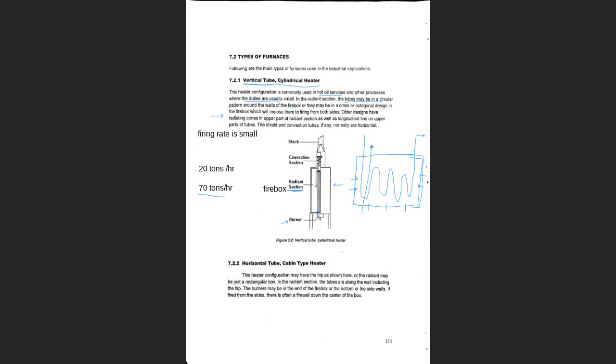So don't forget, just like the boiler, we have a radiant section or a firebox, and we have a convection section. If you remember, guys, in the convection section we said that we have tubes passing through the convection section for one main reason. Can you remember what that reason is? Why do we have tubes in the convection section?